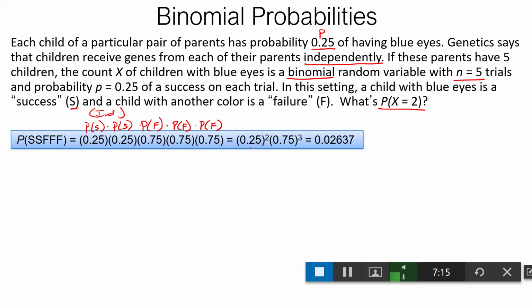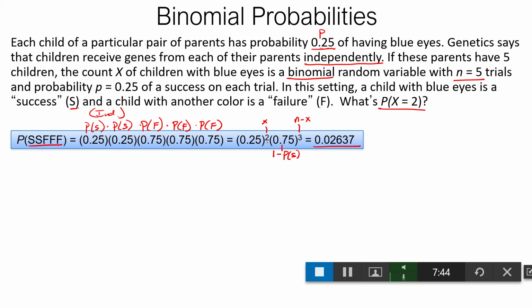So that gets us 0.25 to the second, 0.75 to the third. This is the number of successes we had. This right here is n minus the number of successes. And this would be the probability of failure, which is 1 minus the probability of success. And that gives us our answer, 0.02637.